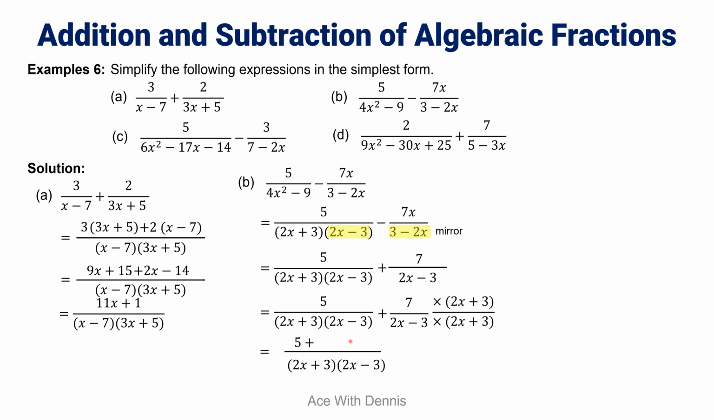Okay, so this is what we get. 5 plus 7 times 2x plus 3. When I expand the bracket, we have 14x plus 21. Then simplify, we'll have 14x plus 26 over 2x plus 3 times 2x minus 3. So this is the answer for B.